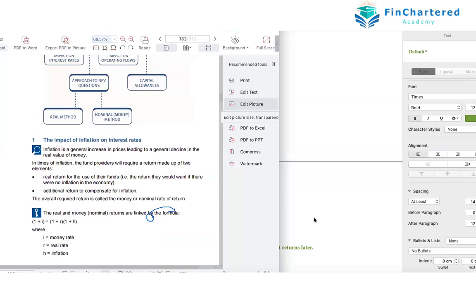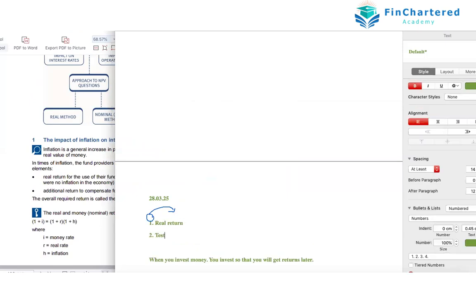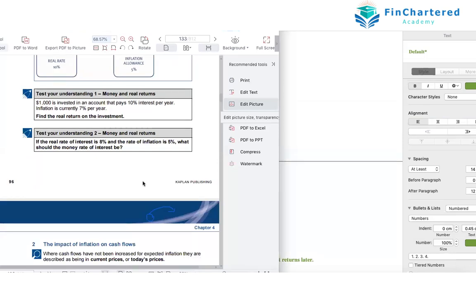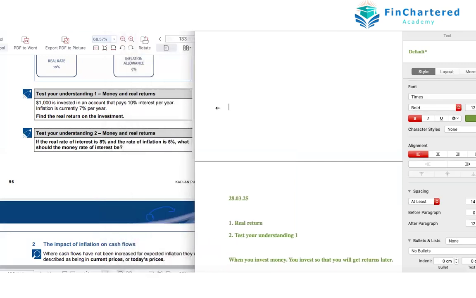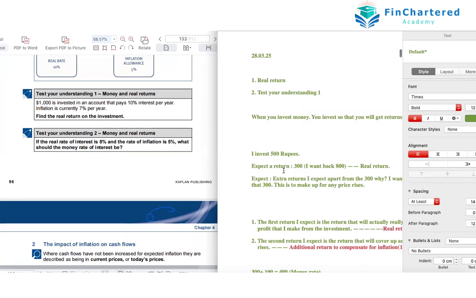Okay, so we looked at real return, and we've looked at test your understanding 1. Can we move on to test your understanding 2? If the real rate of interest is 8% and the rate of inflation is 5%, what should the money rate of interest be? So R is given to you.